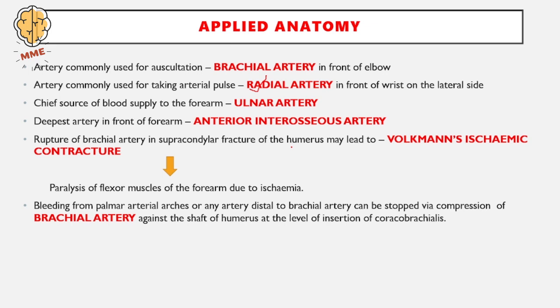Bleeding from the palmar arterial arches or any artery distal to the brachial artery can be stopped via compression of the brachial artery against the shaft of the humerus at the level of the insertion of the coracobrachialis. So when there is profuse bleeding from the palm or due to any trauma and emergency, you need to compress, to occlude this brachial artery against the shaft of the humerus, and it will restrict your bleeding to some extent.